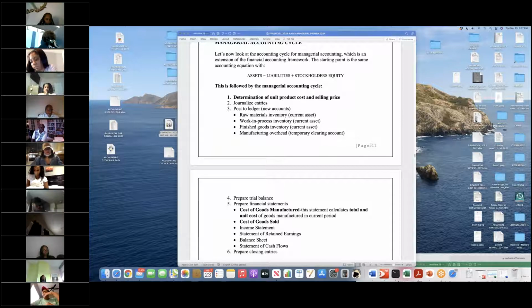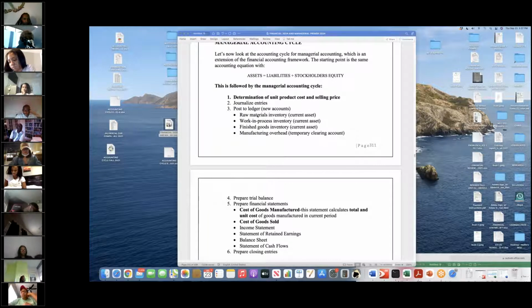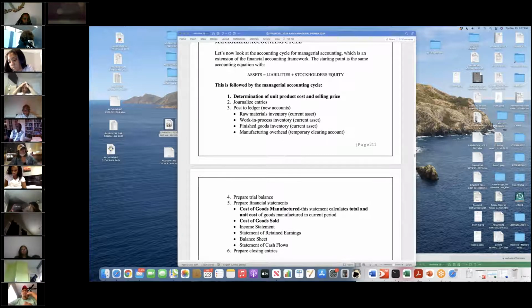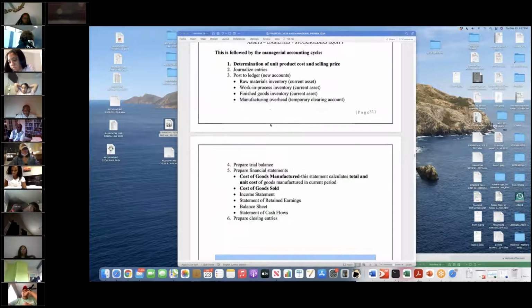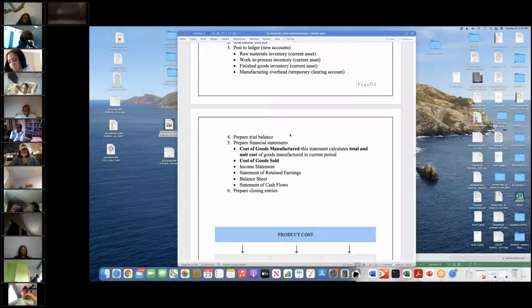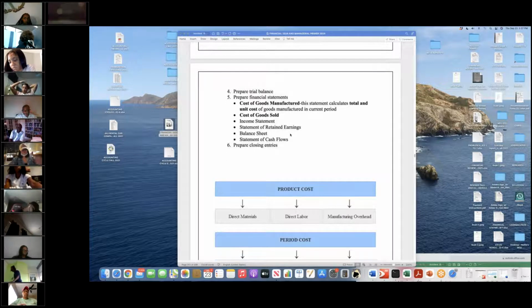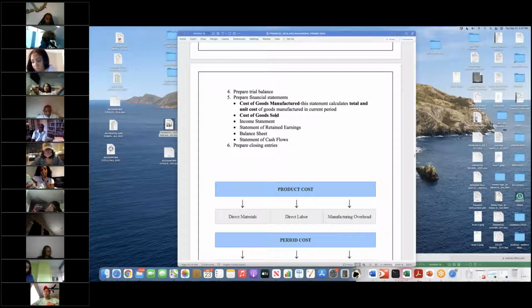We make journal entries. We post to the ledger. We have some new accounts: raw materials inventory, work in process inventory, finished goods inventory, manufacturing overhead inventory. But we still got to make journal entries. We got to prepare a trial balance. Now we have some new statements we got to do. There's a cost of goods manufactured statement. How much did the items cost? There's a cost of goods sold statement. Then the income statement, statement of retained earnings, balance sheet, statement of cash flow.